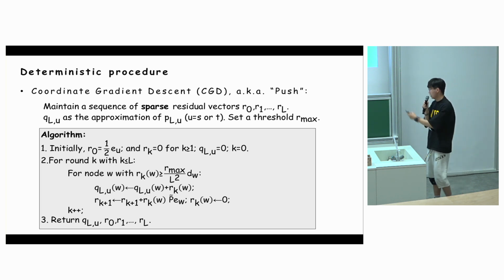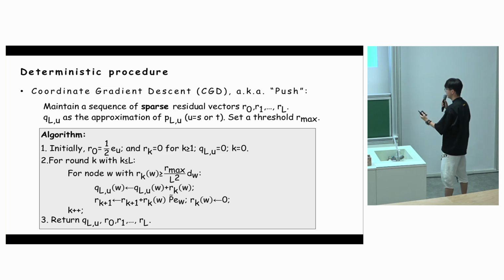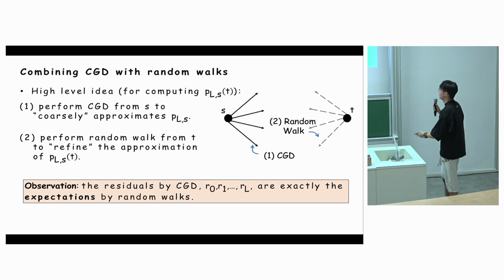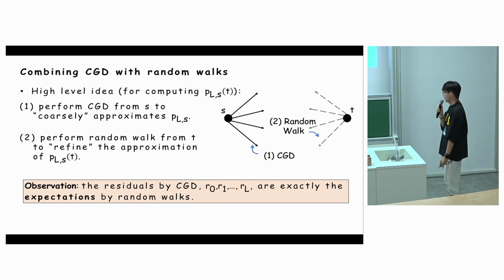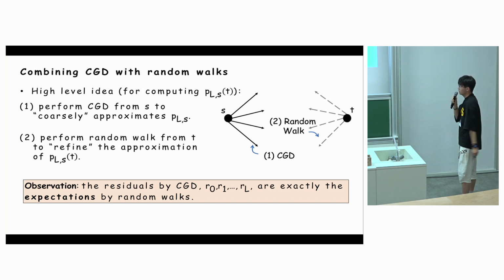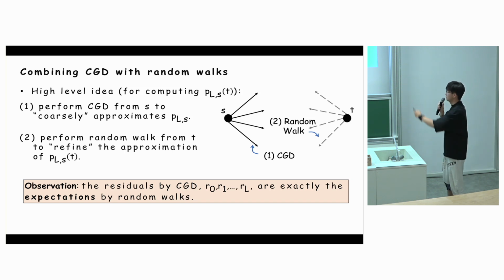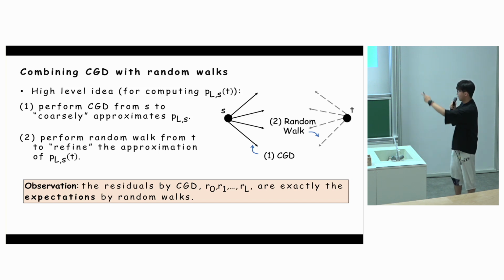And finally, we return the approximation QLU and the residues R0, R1 to RL. So our algorithm for approximating the value PLST combines the deterministic algorithm with random walk sampling. For the first step, we use the deterministic algorithm CGD from S to closely approximate the vector PLS. Then for the next step, we perform random walks from T to refine the approximation PLST at the specific coordinate T.